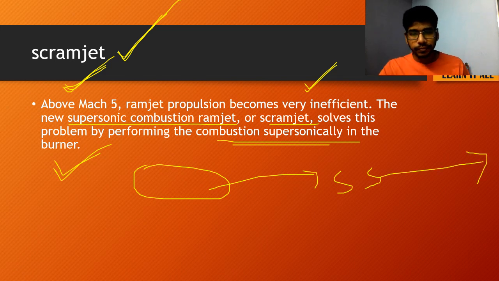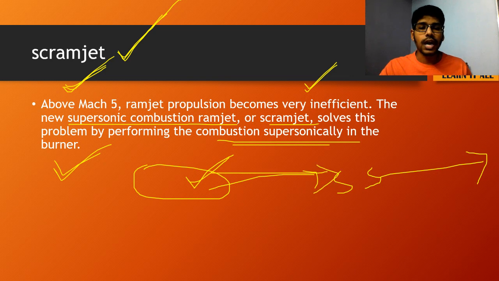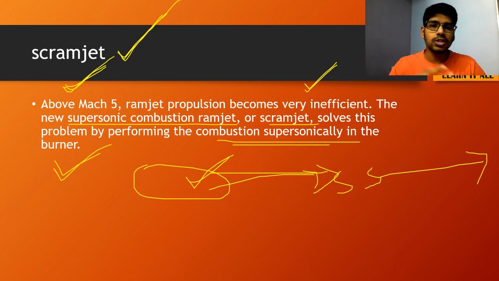Whereas in the scramjet, at the supersonic speeds itself, you can go for the combustion of the fuel. That is the principal difference between the scramjet and the ramjet. And there is also one other difference between the scramjet and the ramjet.